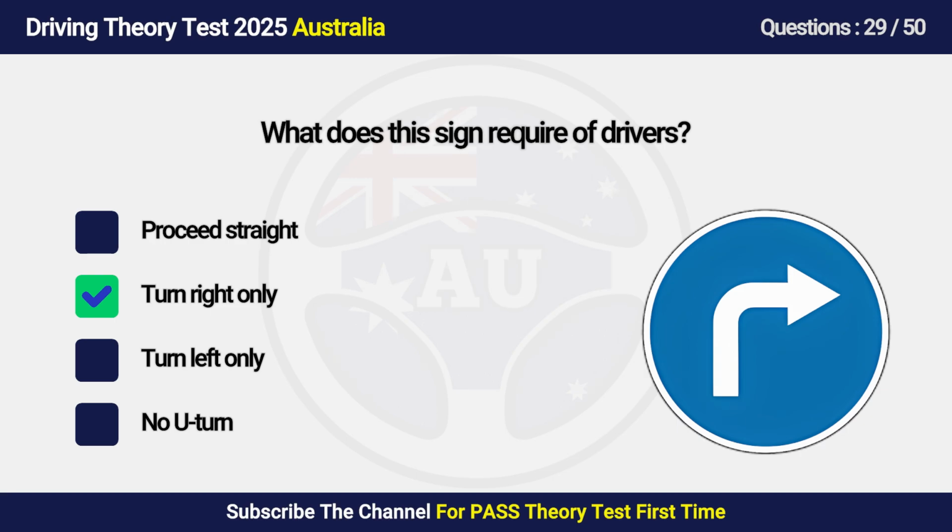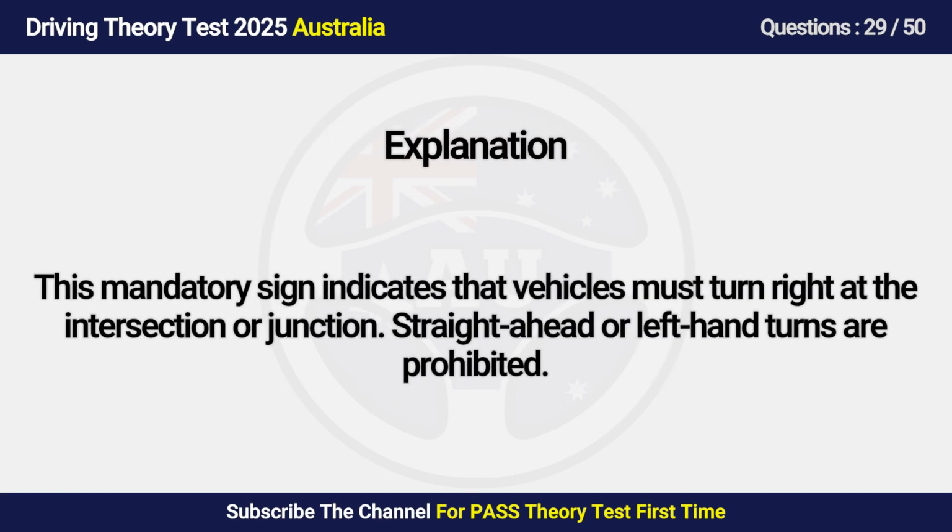Answers is B. Turn right only. This mandatory sign indicates that vehicles must turn right at the intersection or junction. Straight ahead or left turns are prohibited.